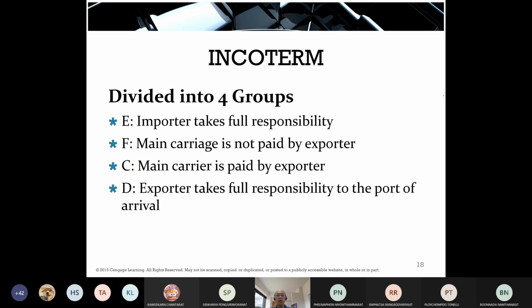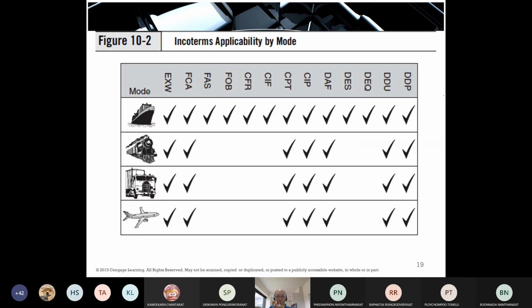Incoterms have been divided into 4 groups. You don't need to memorize everything here. I will tell you exactly what you need to memorize. Again, it is important because it is used worldwide. Even though I am in manufacturing, I need to know about Incoterms when I am buying anything from abroad.